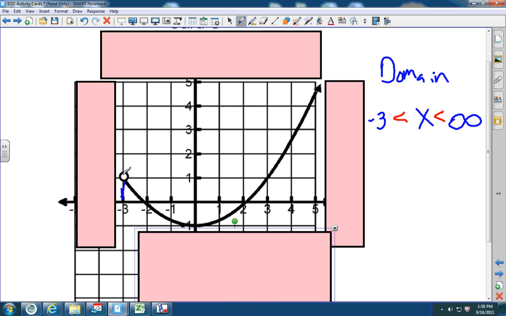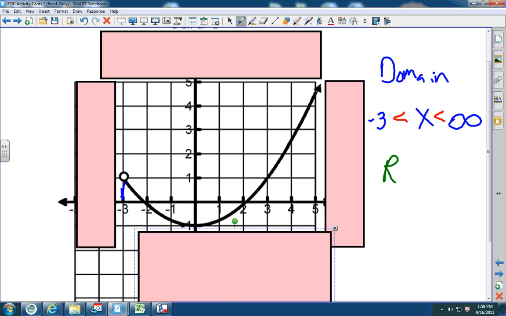At -3, there's an open circle, so you don't put the equal to sign. Now some people say, well, what about infinity? Technically, you'll leave it like this with the less than symbol, because infinity is really just a concept. It's not an actual number. It's just saying that we can never really reach infinity. It just keeps going on and on. So we'll leave it like that.